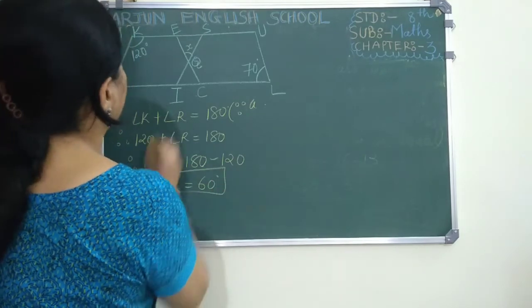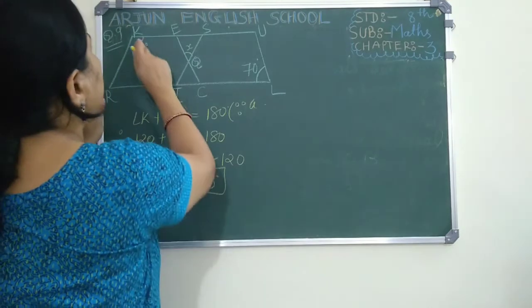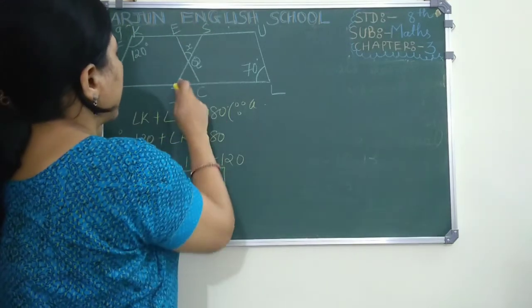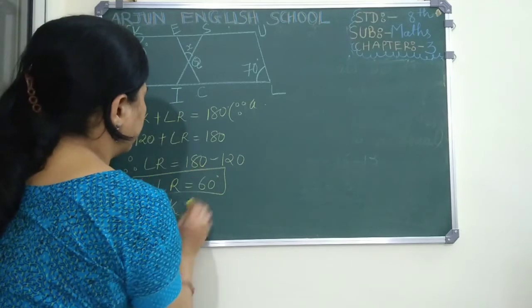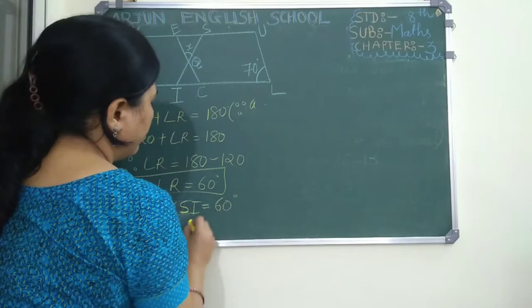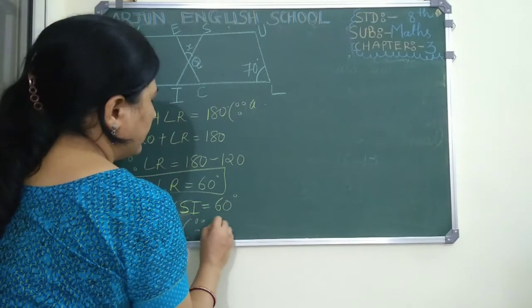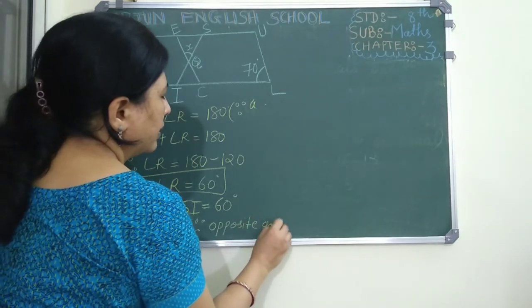If R is equal to 60, then angle S is 60. So we will write that angle KSI is equal to 60, because of opposite angles. So here you will write this way.